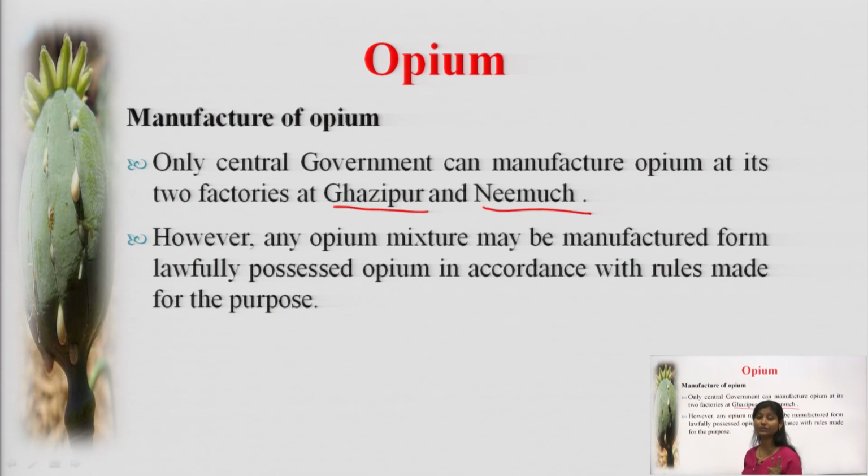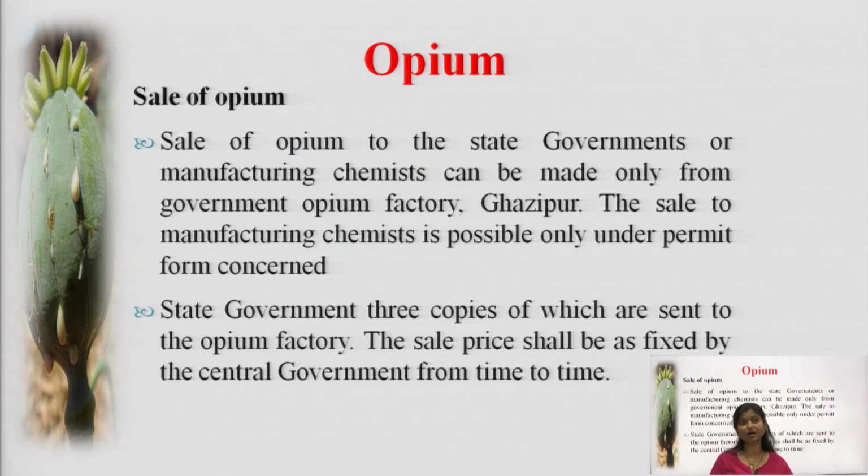So you have to learn over here that the cultivation is done in Uttar Pradesh, Rajasthan and Madhya Pradesh, and the production is done at Neemach and Ghazipur, the two government factories in which morphine or the processing of opium is being done. However, any opium mixture may be manufactured from the lawfully processed opium in accordance with rules made for the purpose. So, according to the laws, the drug can be manufactured. So, these were the manufacturing conditions with regard to opium.